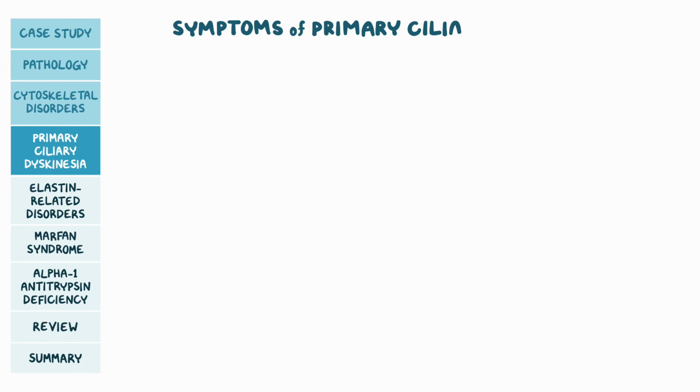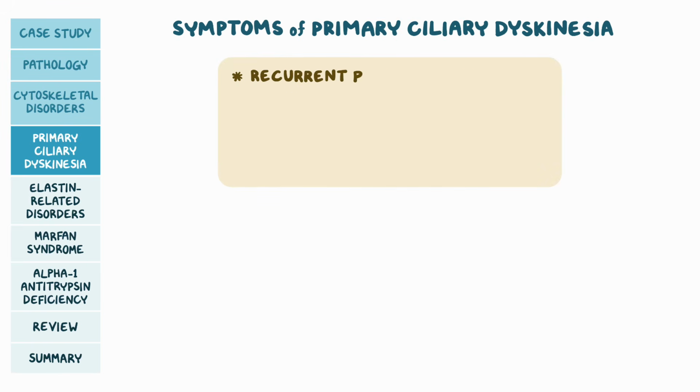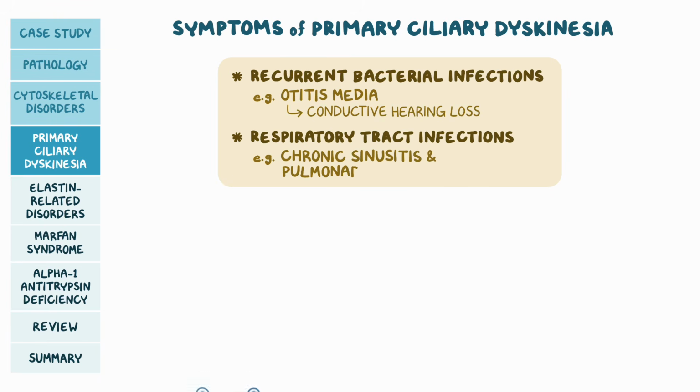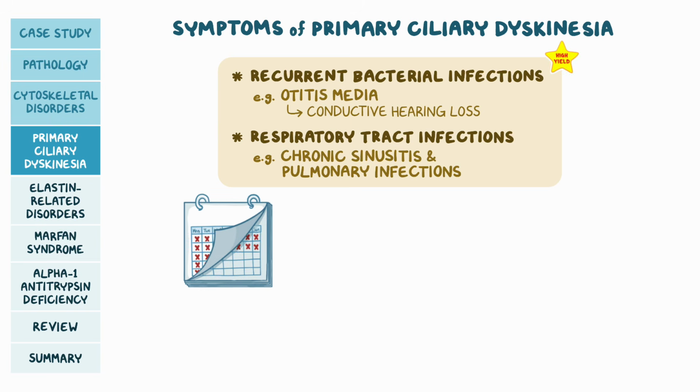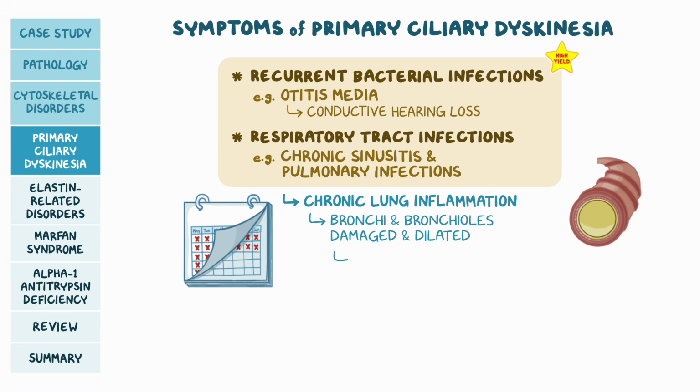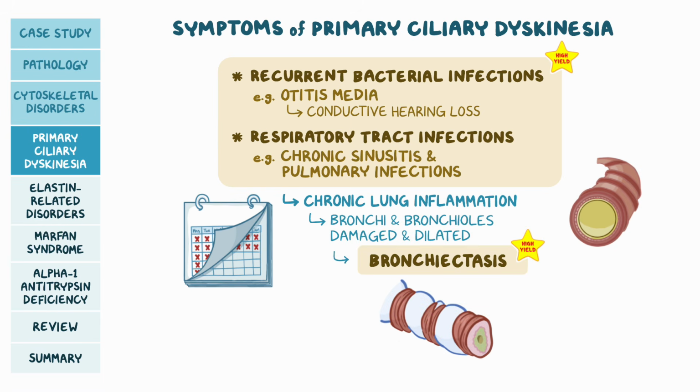Symptoms of primary ciliary dyskinesia include recurrent bacterial infections, such as otitis media, which may lead to conductive hearing loss, as well as respiratory tract infections, such as chronic sinusitis and pulmonary infections. Over time, this results in chronic lung inflammation, which may cause the bronchi and bronchioles to get damaged and dilate, leading to the development of bronchiectasis. And that's a high-yield fact.